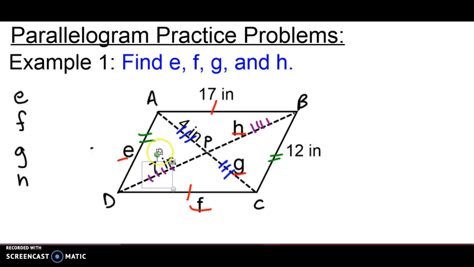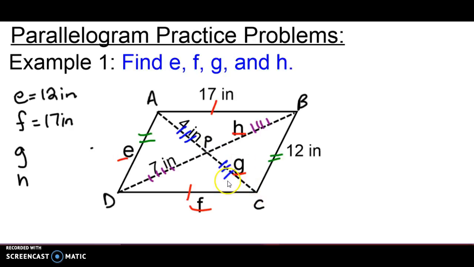Well, we already marked that E was congruent to BC. We know the length of BC is 12 inches, therefore E is also 12 inches. Let's go to F. Well, we know F is congruent to AB. AB equals 17 inches, therefore F is also 17 inches.